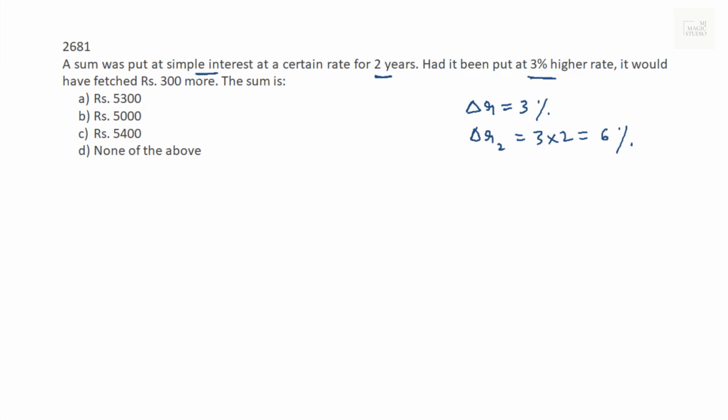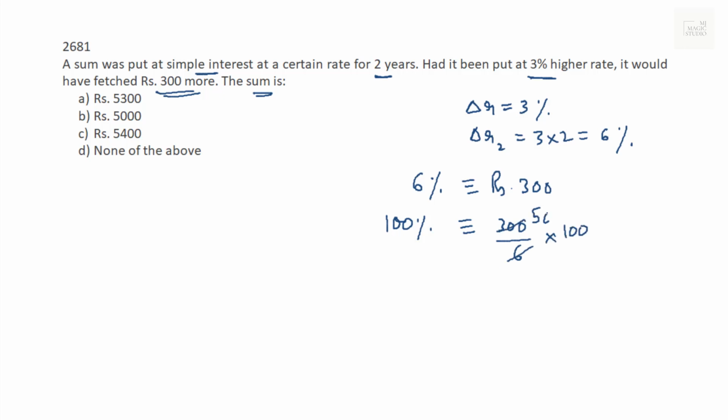It would have fetched rupees 300 more. Now it's quite evident that 6% more is equivalent to rupees 300. The sum is, that means how much is the 100% invested by him? 300 by 6 into 100. That will go 50 times. Rupees 5,000 is the sum. And yes, that is in option B.